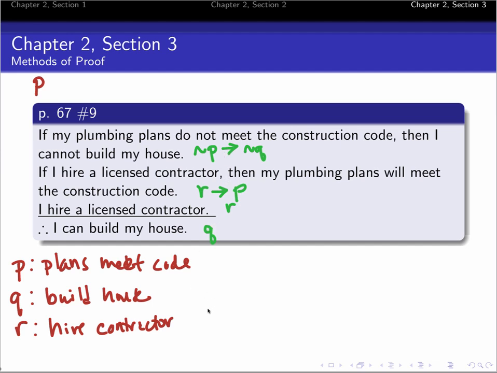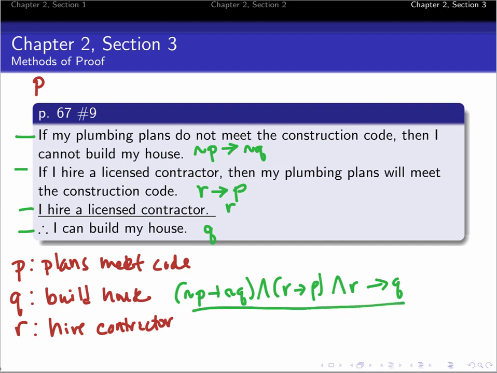Now to put them all together, you'd say not P implies not Q, and R implies P, and R implies Q. So the first three together, anded together, imply the conclusion. And this is what I'm going to build the truth table for. So before I erase, any questions on where that came from?